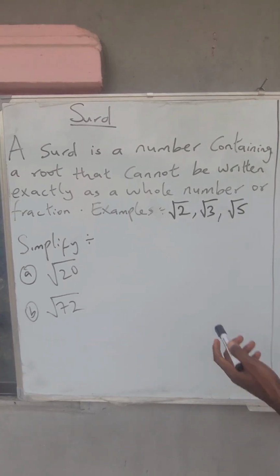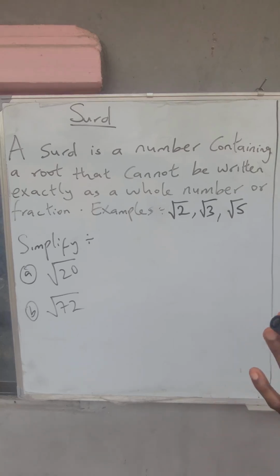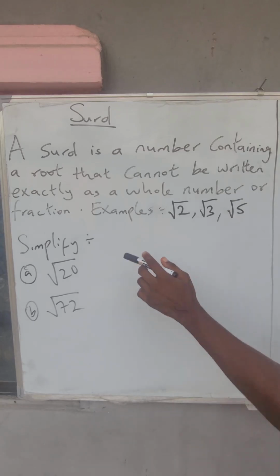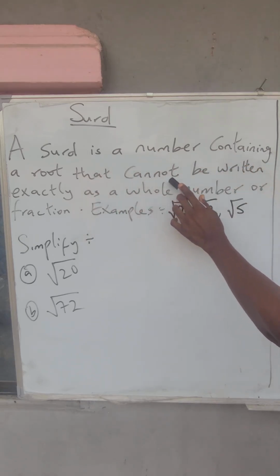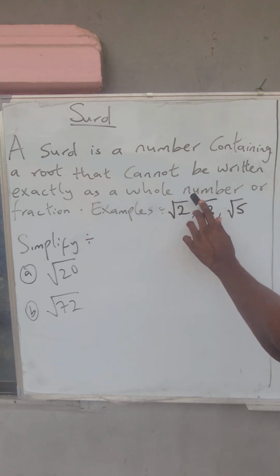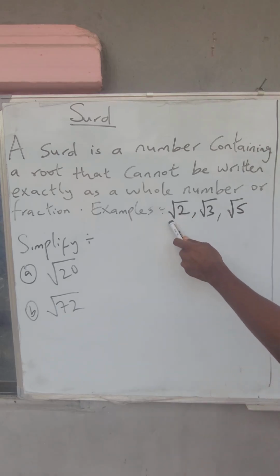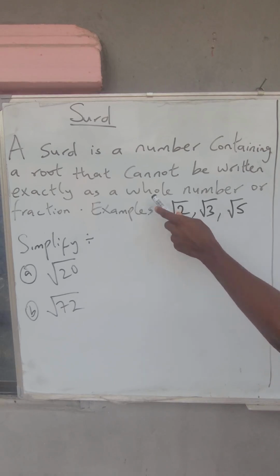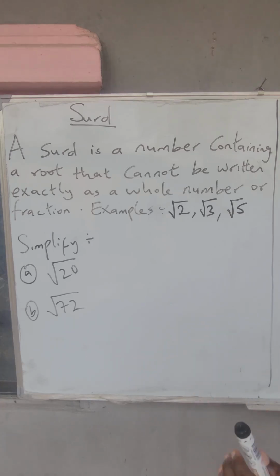All right, so we have the topic on the board, surd. This is a topic students find very difficult, but the truth is that the topic is very easy if you understand what it's talking about. Now we said that a surd is a number containing a root that cannot be written exactly as a whole number or fraction. It contains a root, and when you express it, you can't write it as a whole number or as a fraction. Whenever you have such a number, you call it a surd.